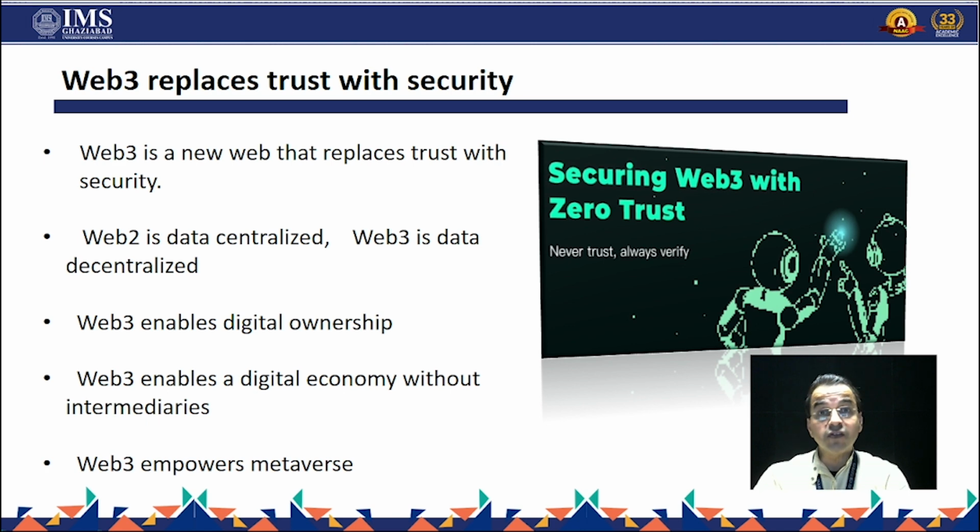Web 2 was data centralized, but Web 3 is totally data decentralized. That means there is no common hub, no common server through which we can access any data from anywhere else. You have ownership of your own data and your own concepts. You don't need to depend on any third parties. You are totally independent from outside sources. Web 3 enables digital ownership, and Web 3 enables digital economies without any intermediaries.